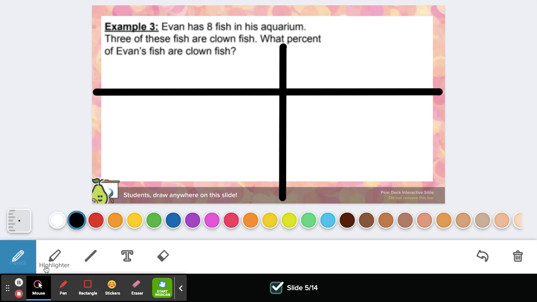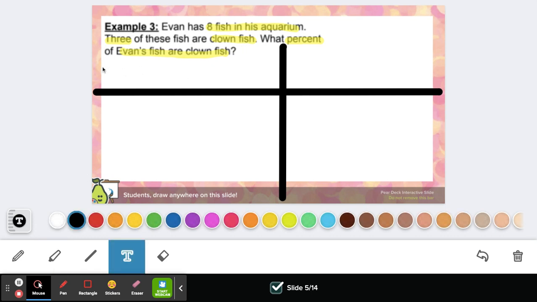So now it says Evan has 8 fish in his aquarium. 3 of these fish are clownfish. What percent of Evan's fish are clownfish? So what we need to figure out is the percent of Evan's fish that are clownfish. We know he has 8 fish in his aquarium in total, and 3 are clownfish. Okay, so this is what we got to do.